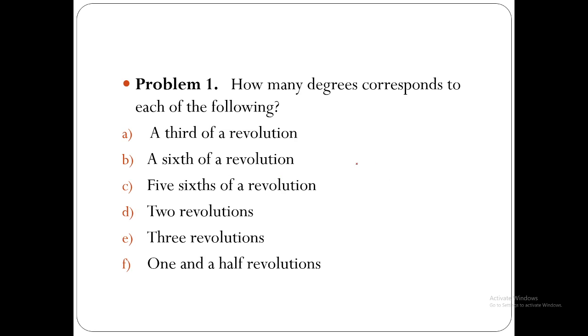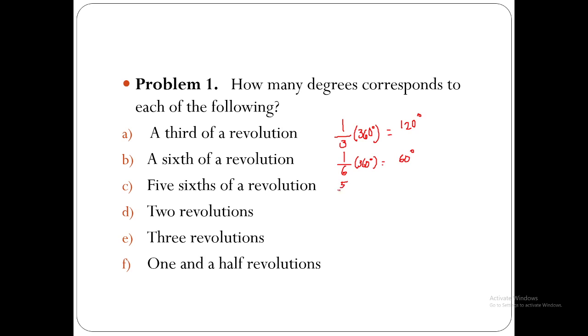Okay. So how many degrees corresponds to each of the following? A third of a revolution. What is the answer for this one? One third of a revolution. One revolution of a circle is 360 degrees. So therefore, that's 360 divided by 3, or that's 120 degrees. Right? Next, letter B, a sixth of a revolution. So 1/6 of one revolution is 360 divided by 6, or 60 degrees.